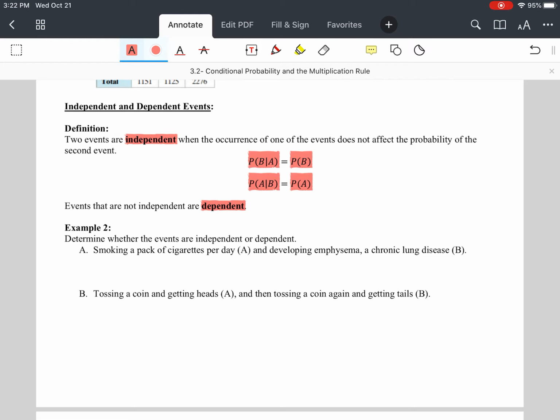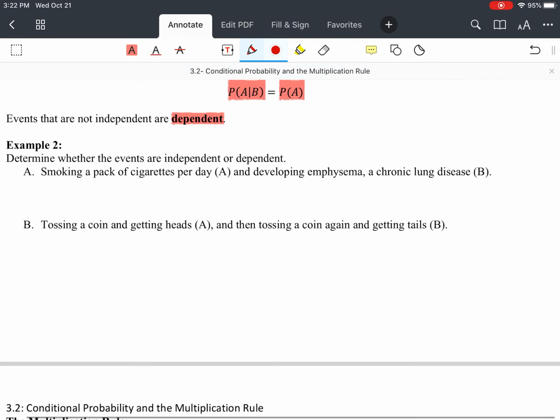In other words, the outcome of one does affect the outcome of the other. So if I were to draw a card out of a deck and not put it back, that would be considered a dependent event. Whereas if I were to draw a card out of a deck and put it back into the deck, because we didn't change the number of total cards in the deck, it doesn't affect it. So that would be independent. So let's go ahead and look at example 2.